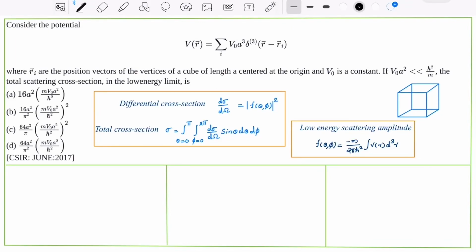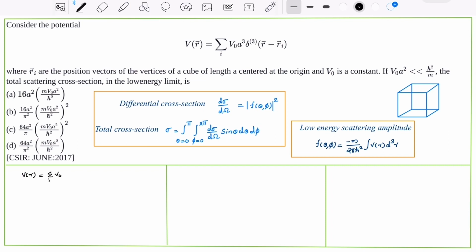Problem 101, Quantum Mechanics. The question is, consider the potential V of R equal to sum over i V0 a cube delta cube (R minus Ri), where Ri are the position vectors of the vertices of a cube of length a centered at the origin and V0 is a constant. If V0 a square is much less than h bar square by m, the total scattering cross section in the low energy limit is. Here the potential is given. We have to find out the total scattering cross section in the low energy limit.